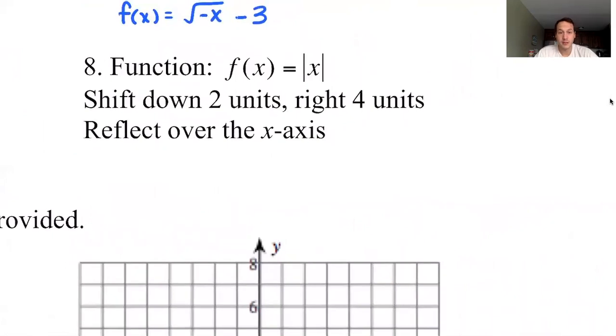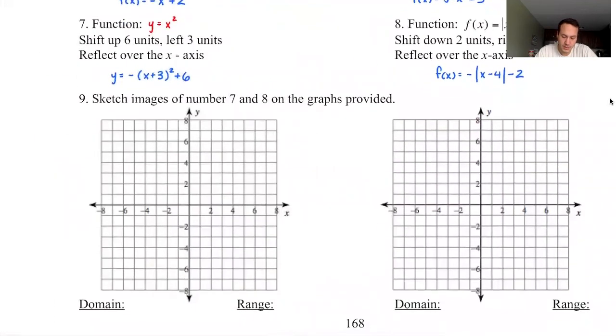Same thing. I've got all 3. Reflection over x, right 4, down 2. I've got f of x. I take care of the reflection first. Absolute value. Right 4 means I'm going to put x minus 4 on the inside of those absolute value symbols. Down 2. Okay. Now, let's take a look at what these graphs look like.